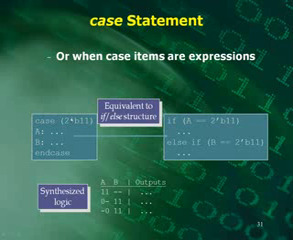Or it can also do it if you have case items that are expressions. So like in this case, I said case, I put a value here, and then the case items are actually the variables A and B. So this gets turned into: if A equals 2'b11, that's what this is doing. Then you do something else. If B equals 2'b11, then you do this. Okay, so this is the equivalent of that.